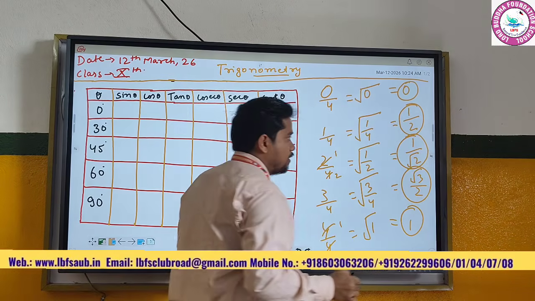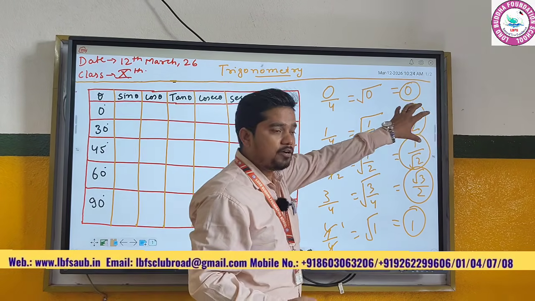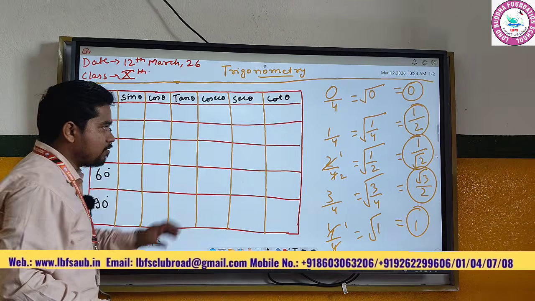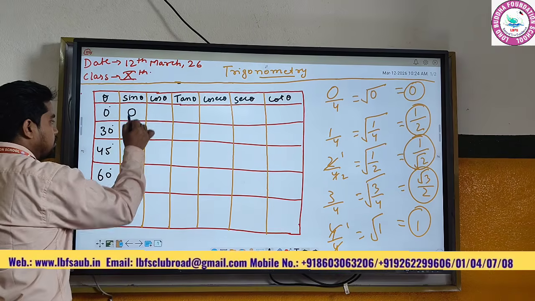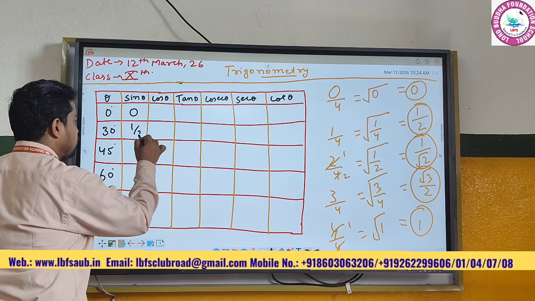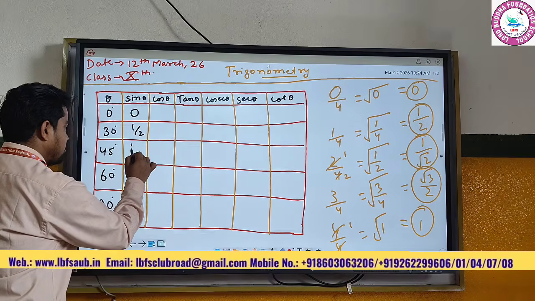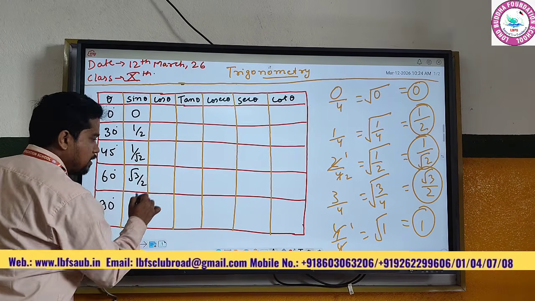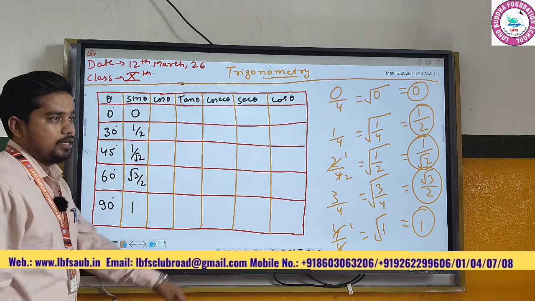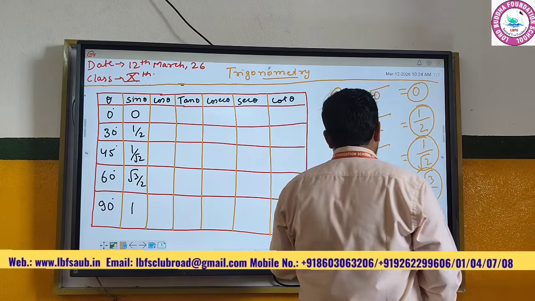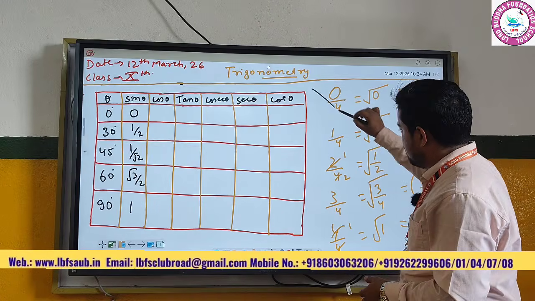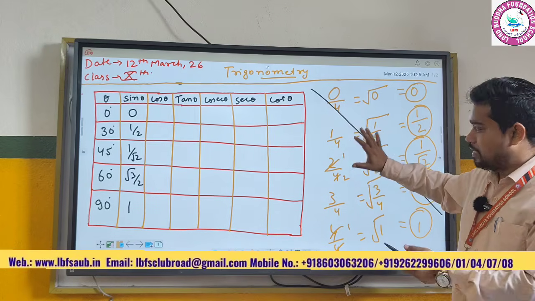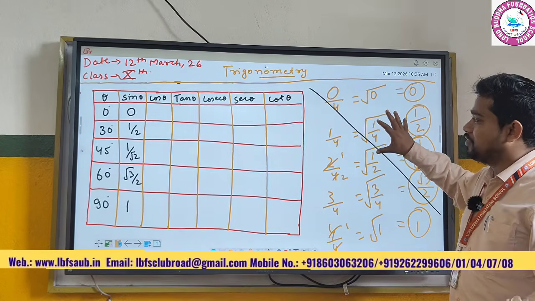Okay, so now see here, you have got the values of sine 0, sine 30, sine 45, sine 60 and sine 90. Easily we can write all these values of sine here. Sine 0 is 0, sine 30 is 1 upon 2, sine 45 is 1 upon root 2, sine 60 is root 3 upon 2 and sine 90 is 1. Okay, when you have made the values of sine, now you can erase it.